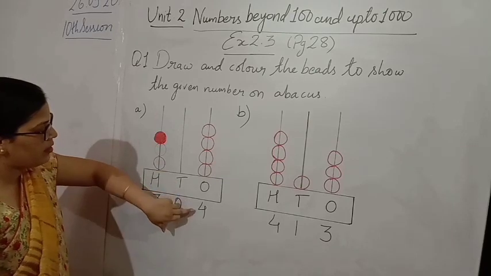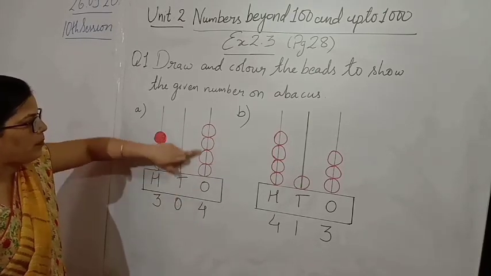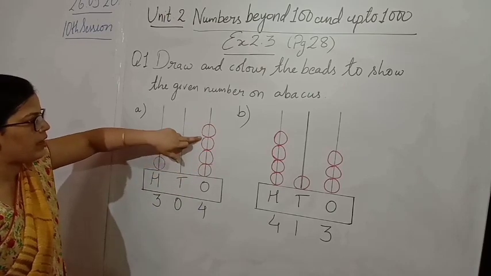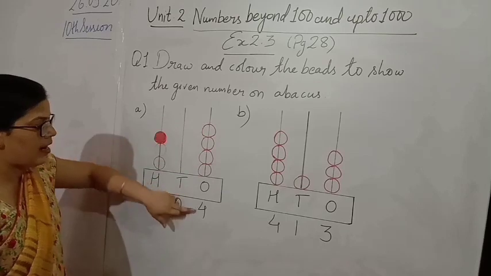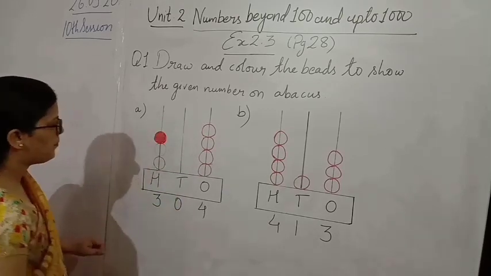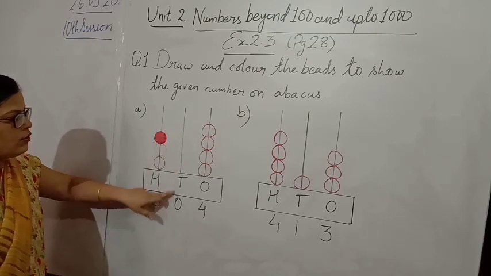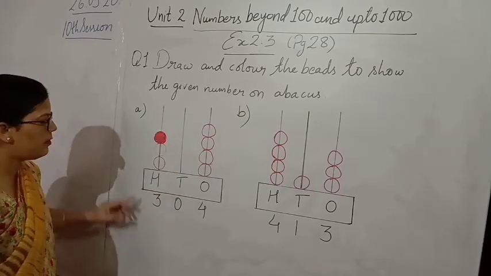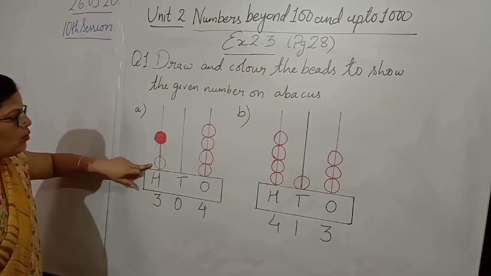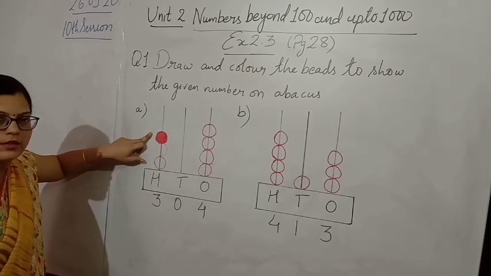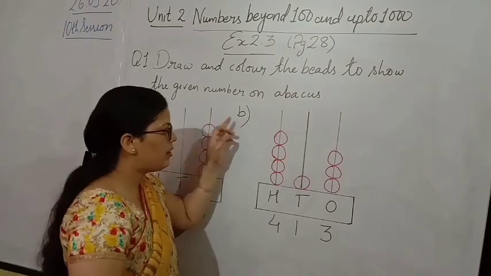Now see here. What is at ones place? It is 4. So how many beads I have drawn? 1, 2, 3 and 4. You have to draw 4 beads at ones place. Now what is at tens place? 0. 0 means you do not have to draw any bead. Then what is at hundreds place? 3. Draw 1, 2 and 3 beads. You can color in this way. Now after drawing the beads you can color.